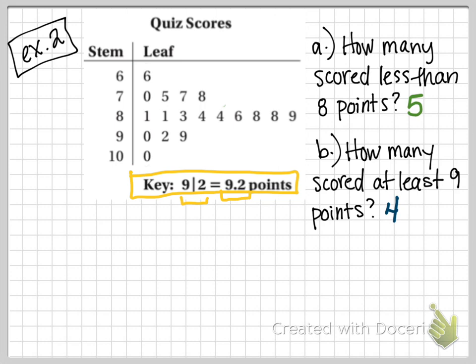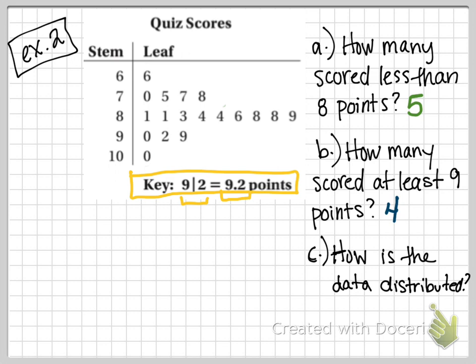Letter C asks, how is the data distributed? Because that's what a stem and leaf plot shows us, how the data is distributed. So we're going to sort of describe what this data looks like.